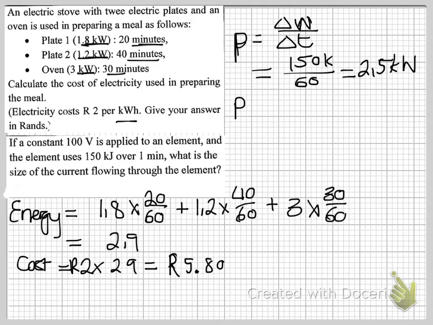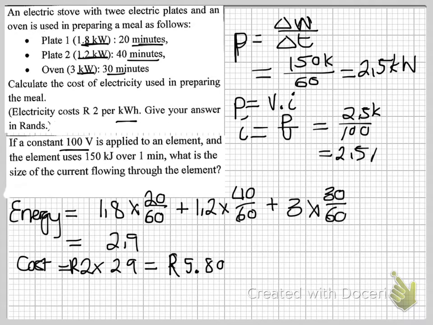But power is also equal to the voltage multiplied by the current, right? So therefore your current is equal to your power divided by voltage, and we're given the fact that there's 100 volts, so therefore we've got 2.5 k over 100, which is 25 amps.